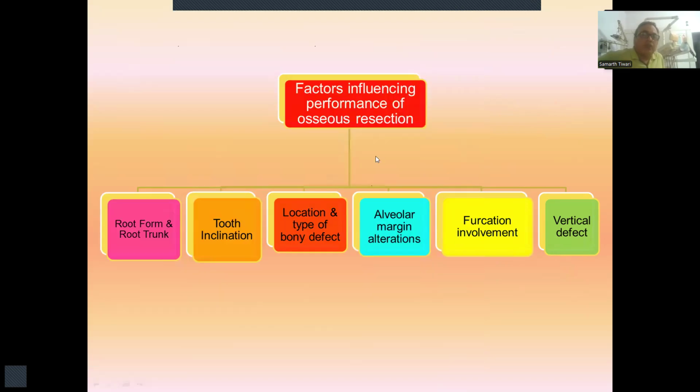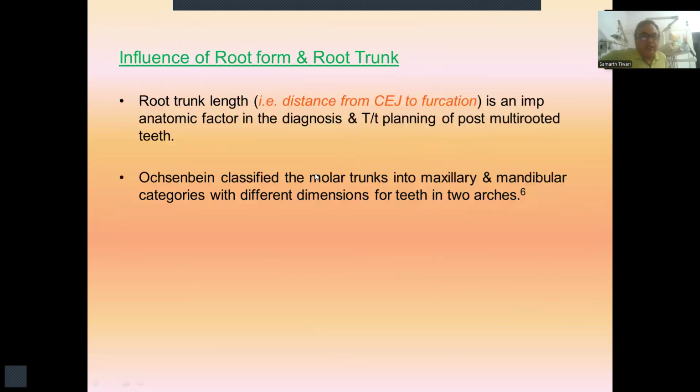Factors influencing performance of osseous resection: root form and root trunk, tooth inclination, location and type of bony defect, alveolar margin alterations, percussion involvement, vertical defect. Influence of root form and root trunk: root trunk length is an important anatomic factor in diagnosis and treatment planning of multi-rooted teeth. Root trunk length is measured as the distance from the cemento-enamel junction to the furcation.